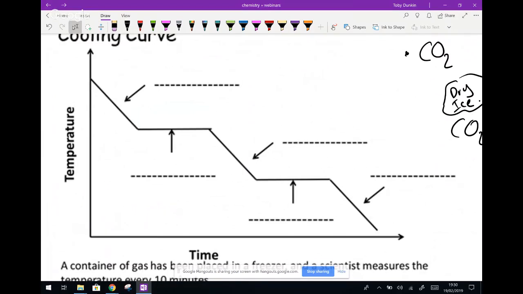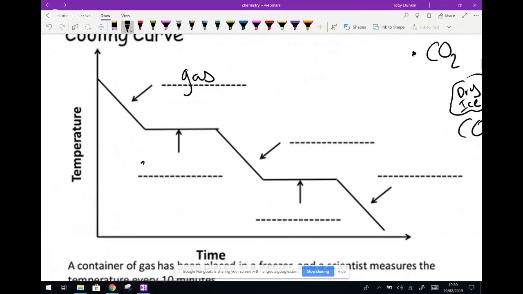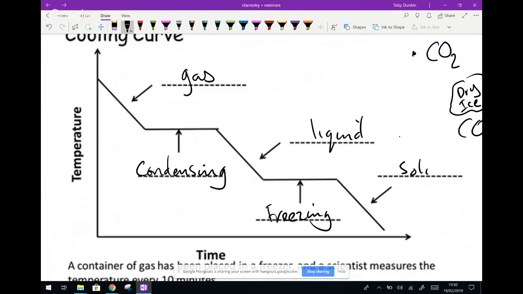But this time, we're going to cool it down. We start up here. This is where I can actually put it onto the GCSE. Here is a gas. The state changes are opposite. Instead of boiling, this is now condensing. Clever changeover. Now it drops into being a liquid. Then, of course, it drops into freezing rather than melting. And then we're into our solid.